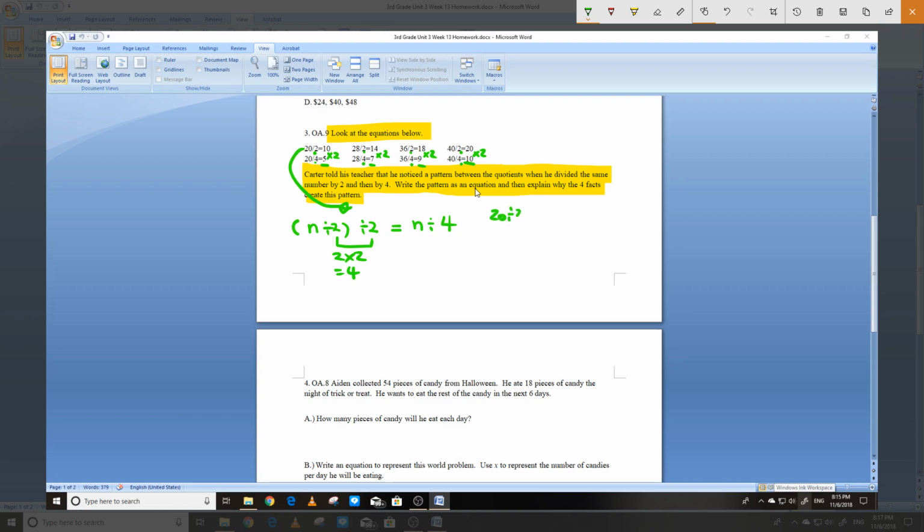20 divided by 2 again is the same as 20 divided by 4. Now, is this true? Let's see. 20 divided by 2. The answer here is 10. 10 divided by 2, 5.